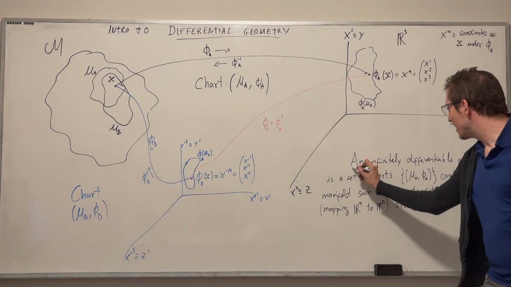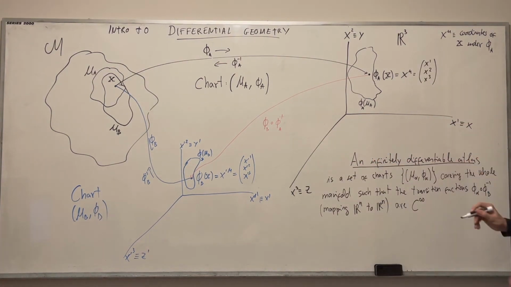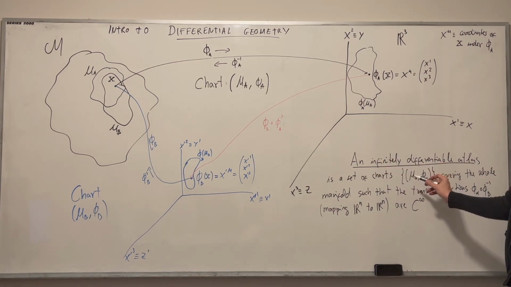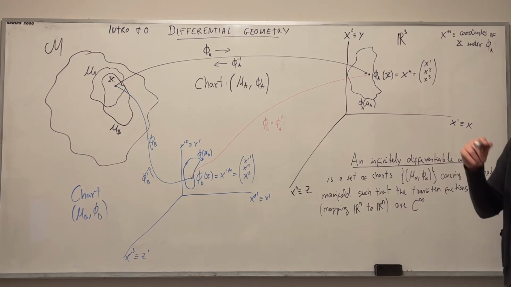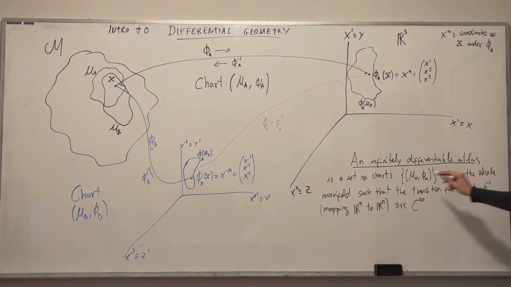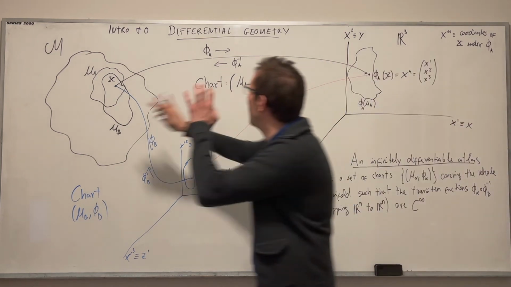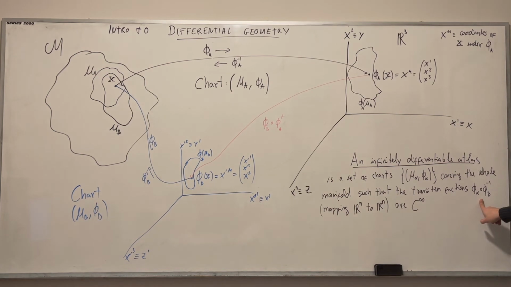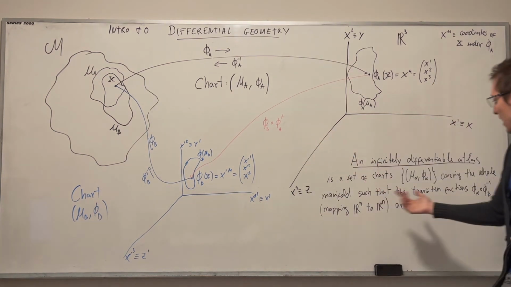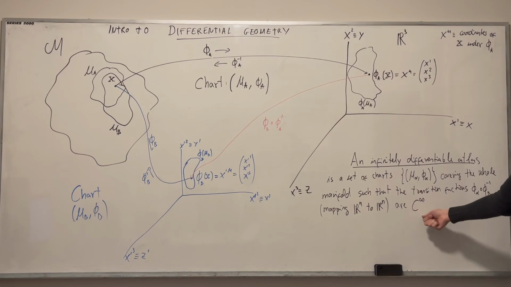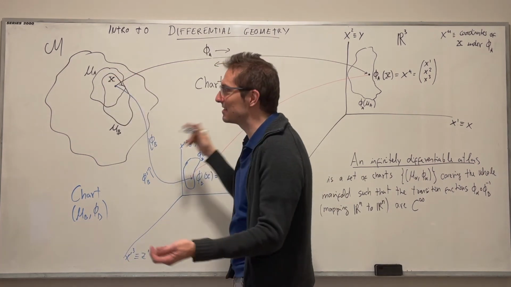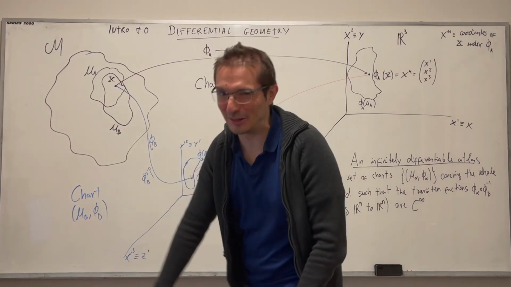We define here an infinitely differentiable atlas, or a smooth atlas, as a set of charts, which, remember, is a set of open sets and the homeomorphisms that go with those sets to map them into Rn, covering the whole manifold. So I want as many as needed to patch the whole manifold, and such that the transition functions like this one, mapping Rn to Rn, are smooth, are class infinity. That is what we call an atlas. It makes sense, right? Charts map small regions to Rn. An atlas maps the whole manifold to Rn through many charts, right?